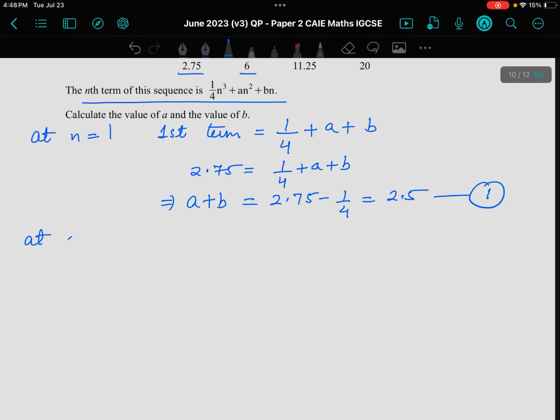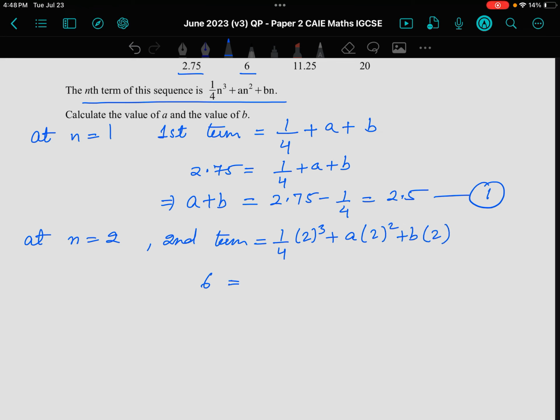Similarly, at n is equals to 2, we will get the second term. So that means in place of n, we will write 2. So 1 upon 4, 2 cube plus a 2 square plus b into 2. Second term is given as 6. That means this is 8 upon 4. This is 4a plus 2b. So 4 ones are 4, 4 twos are 8. That means it implies 4a plus 2b is 6 minus 2, which is 4.